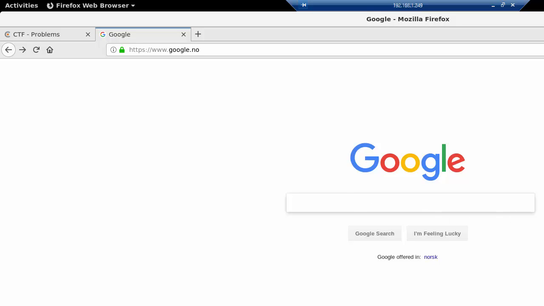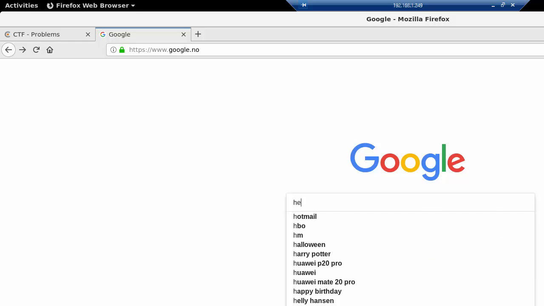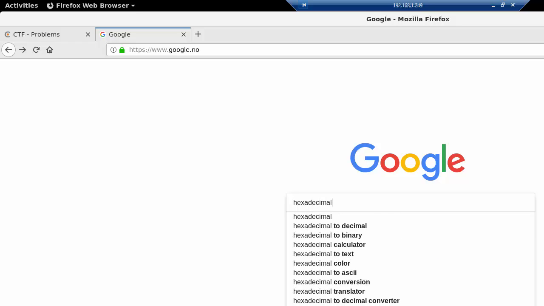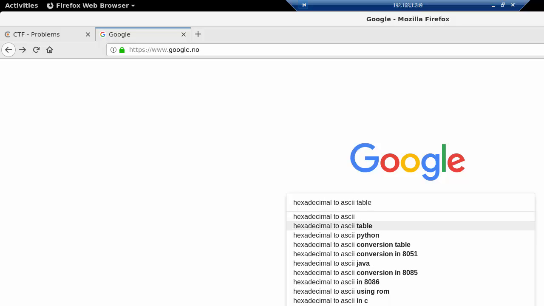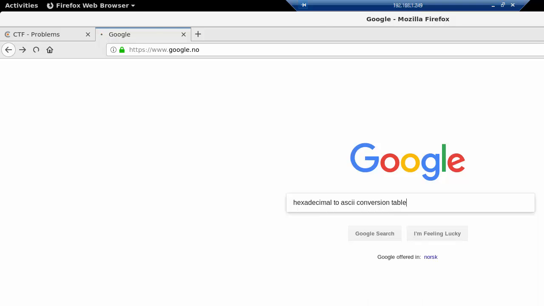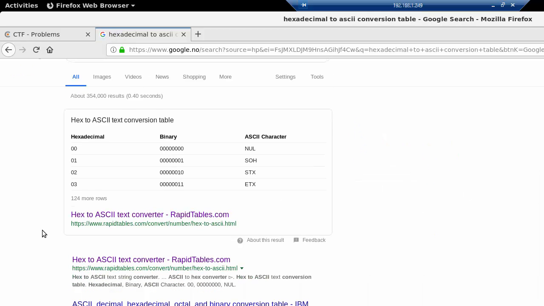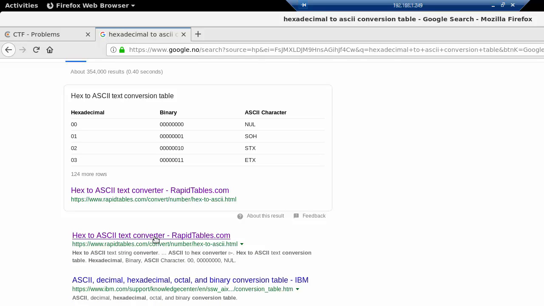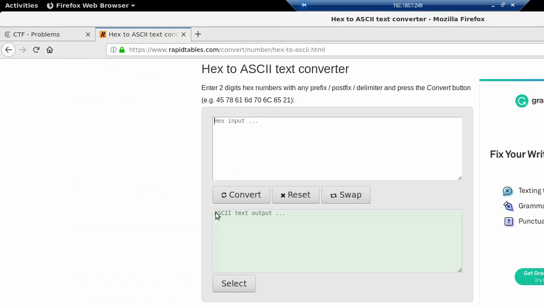And to find out, we will search hexadecimal to ASCII conversion table. And you can see here we have a hex to ASCII text converter, rapidtables.com. Let's click on it. Let's type in 0x41 and convert it to ASCII, and we get an A, and that's a pretty good grade.